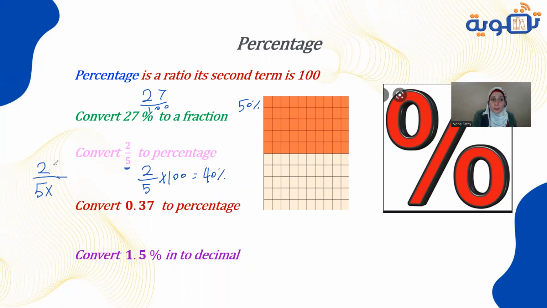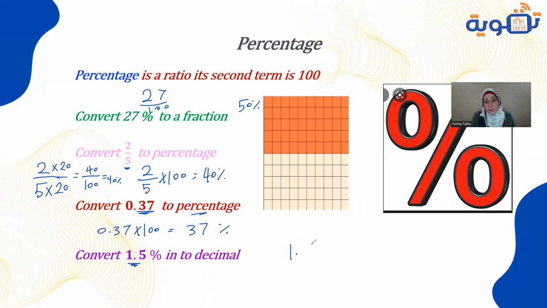Or you can say 2 over 5. What number, if you multiply by 5, gives me 100? Because the percentage is a ratio whose second term is 100. So I multiply by 20. Here multiply by 20: 100, here 40. 40 over 100 equals 40%. How to convert from decimal to percent? 0.37 times 100. If you have a fraction or decimal and want to convert it to percent, multiply by 100. Here it equals 37%.